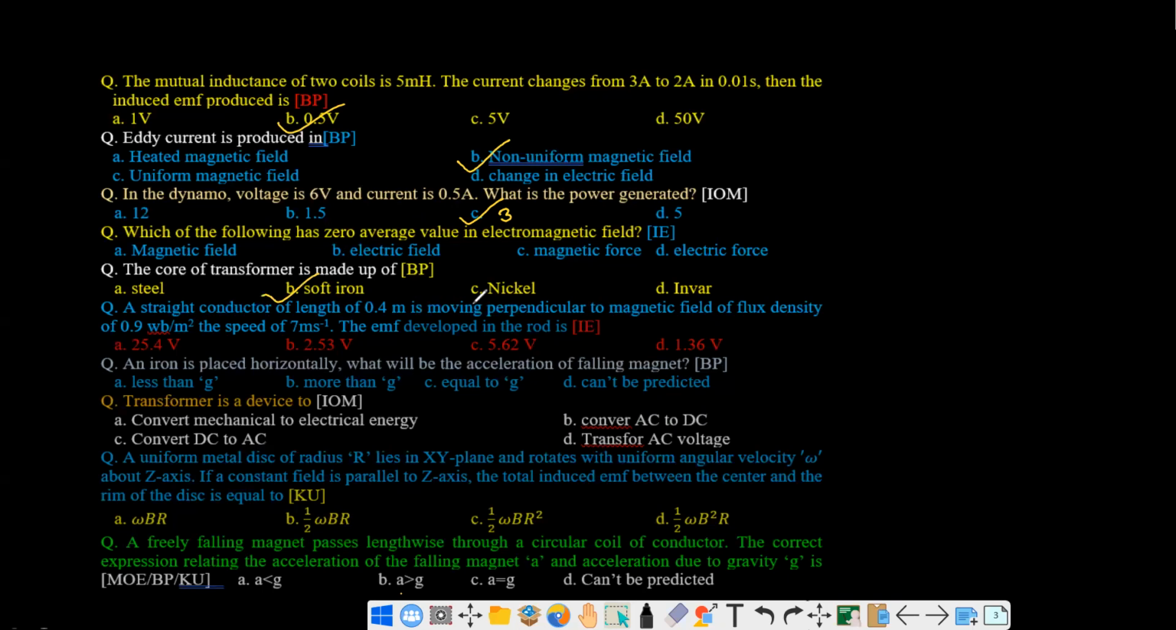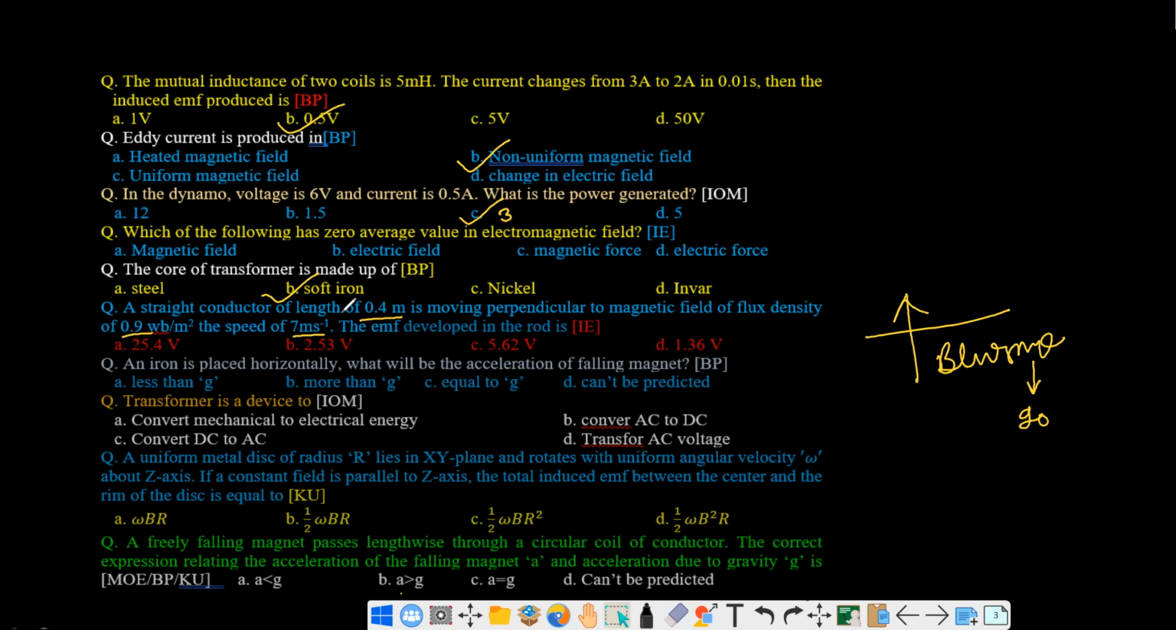Okay, a straight conductor of length 4 meter is moving perpendicular to magnetic flux density of 0.9 Weber at velocity of 7 meter per second. The induced EMF developed, you can easily calculate. So straight conductor magnetic field मा हिड्दैछ भने यसको आन्सर हो BLV sin theta. So perpendicularly हिड्दैछ भने sin theta is 90. So you can easily multiply this 0.4, 0.9 and 7. So just bring up your calculator and you can multiply.